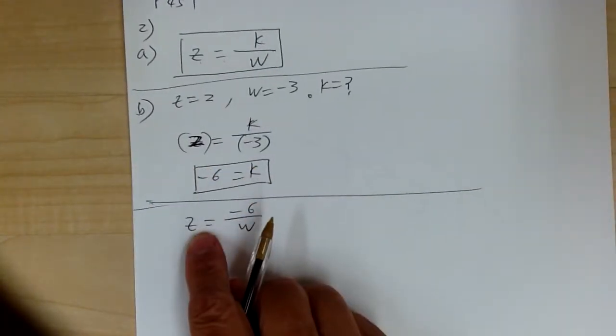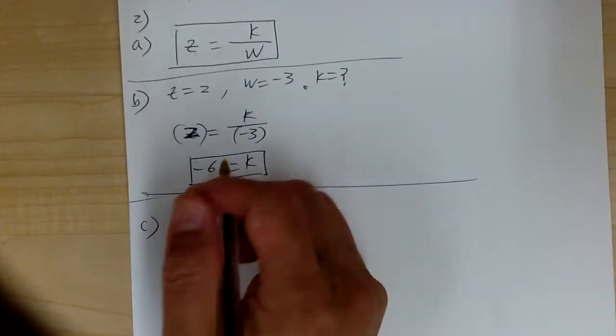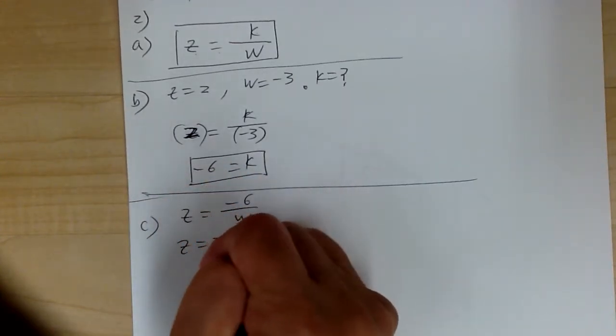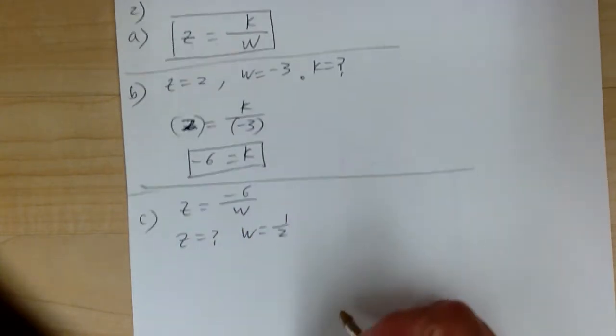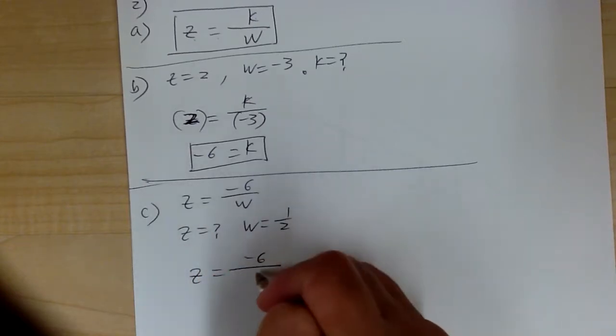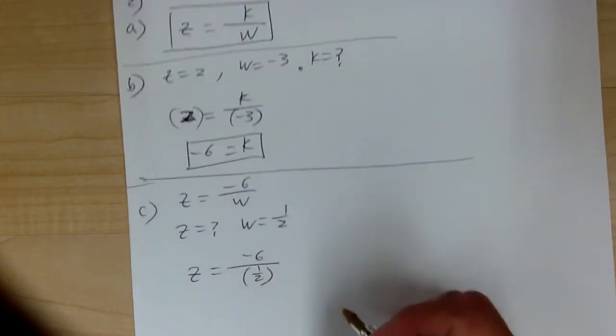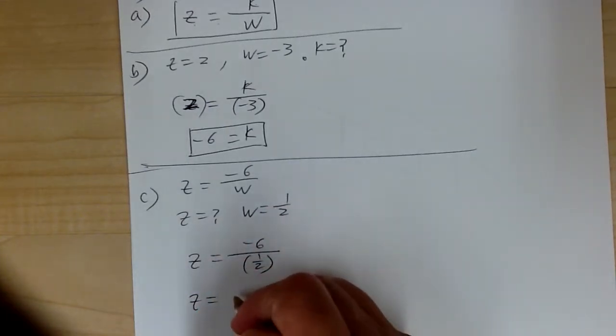So once you update your equation, you can do part C. It says find z when w equals 1 over 2. So you substitute, so z equal to -6 over 1/2. Use your calculator, you can divide, so z equal to -12.